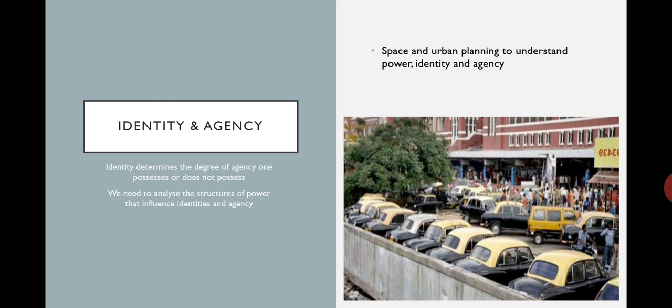Here we have an example of space and urban planning that demonstrates the question of power, identity, and agency. You can see here in the picture a busy railway station and the parking lot of the railway station. What are the vehicles parked there? We can see only cars. Cars alone have parking space allotted in railway stations. Those who do not have a car or cannot afford a taxi have to walk with their luggage to catch buses and autos. Space is reserved for the higher income group.